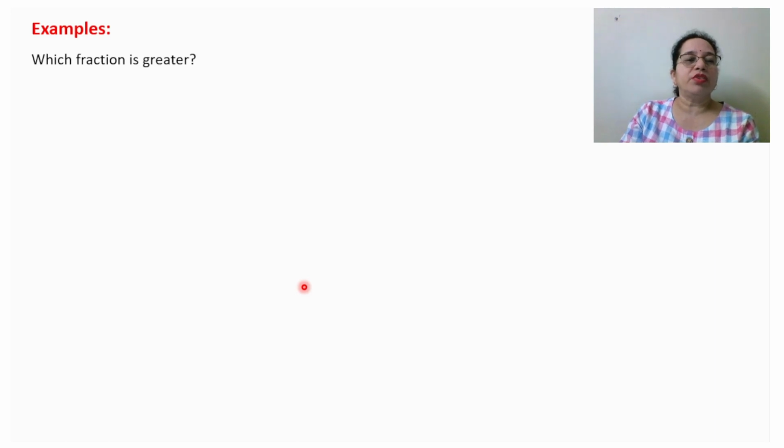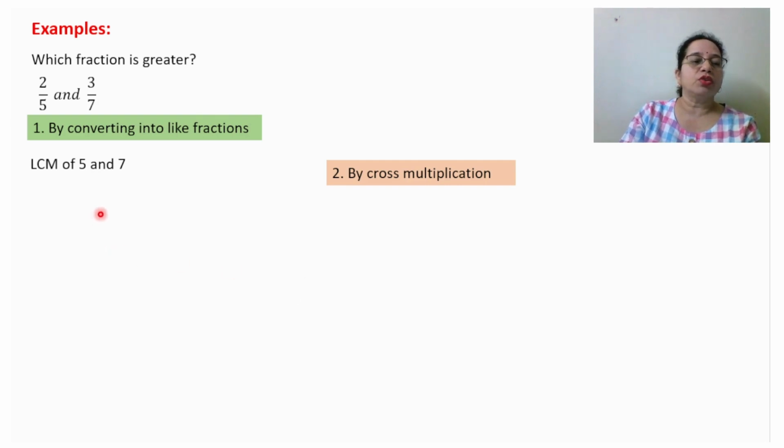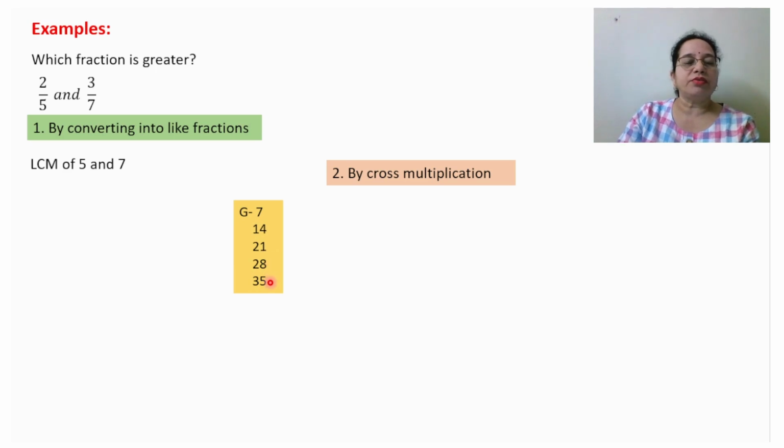The first one is which fraction is greater. So 2 upon 5 and 3 upon 7. First we will solve by converting into like fractions. So denominators are different. So we will take the LCM of 7 and 5. Here which number is greater? 7 is greater. So recite the table of 7. 7 1s are 7, 7 2s are 14, 7 3s are 21, 7 4s are 28, 7 5s are 35. 35 comes in the table of 5. What does it mean? Your LCM is 35.